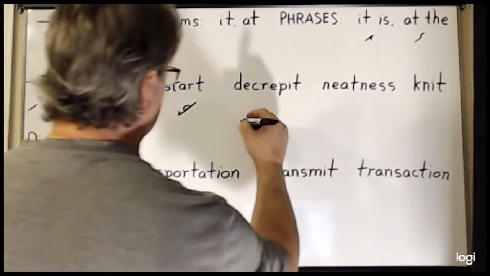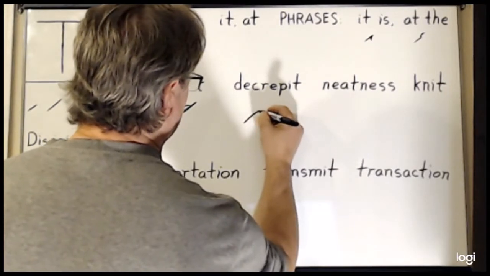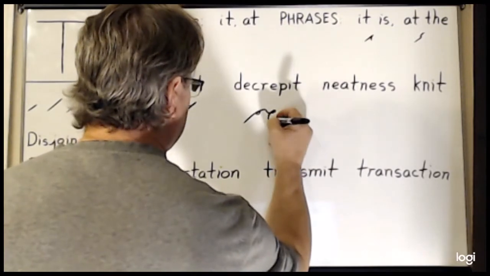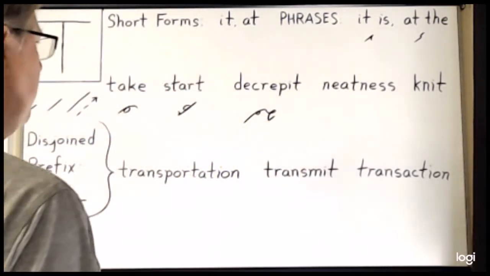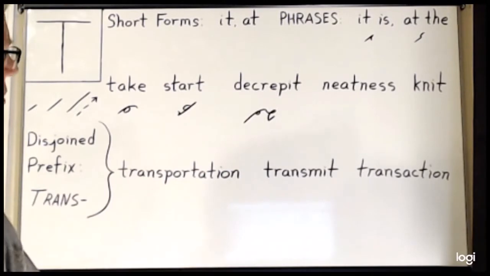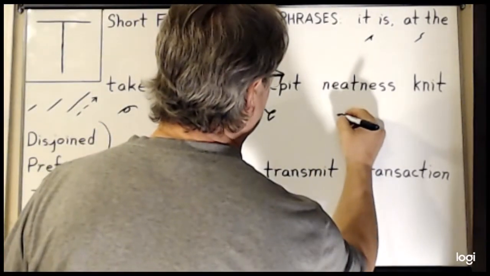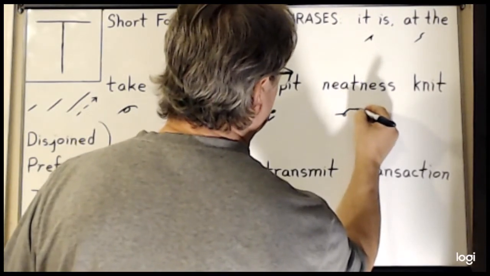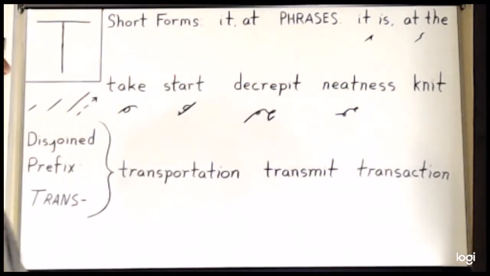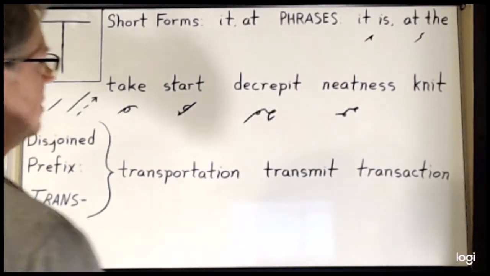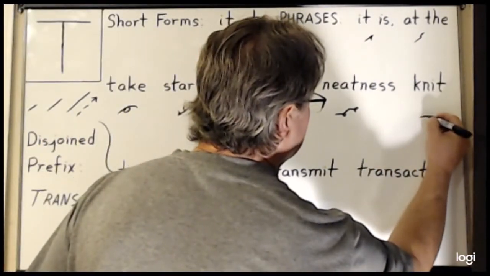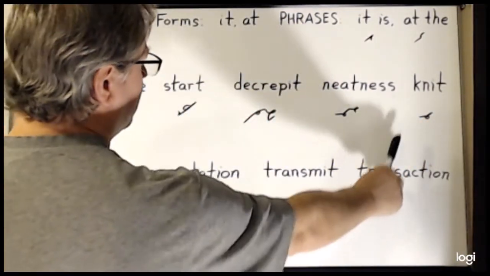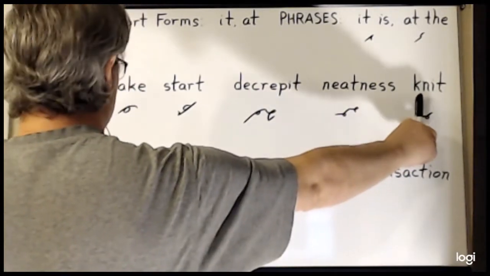For decrepit, we'll write D-E-K-R-E-P and T for decrepit. For neatness, it is simply N-E-T-N-E-S. For the word knit, simply N-E-T. And again, remember, this is written phonetically, so we don't use the K because it's silent.